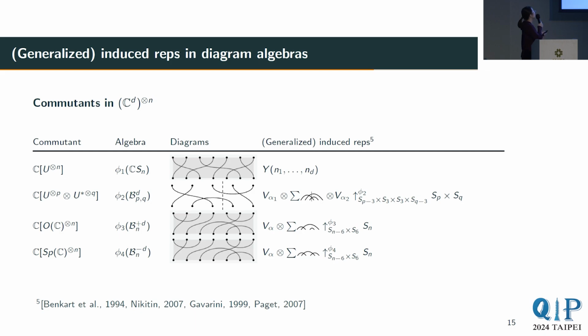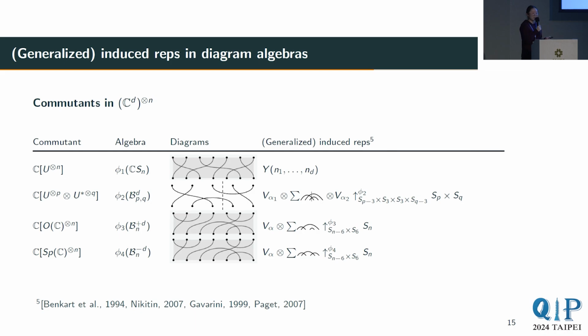In the second row, we have the matrix algebra for the Walled Brauer algebra, whose commutant is the mixed representation of the unitary group. And in the third and fourth row, we have two types of Brauer algebra, whose commutants are respectively the complex orthogonal group and the complex symplectic group. And we'll be showing in our paper that, in fact, the irreps for the three types of Brauer algebras are all generalized induced representations shown in this table.